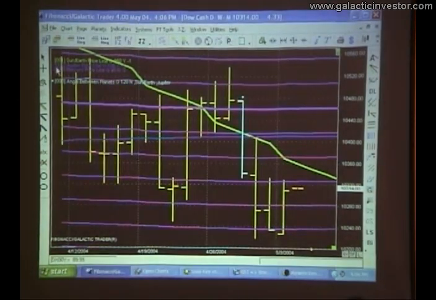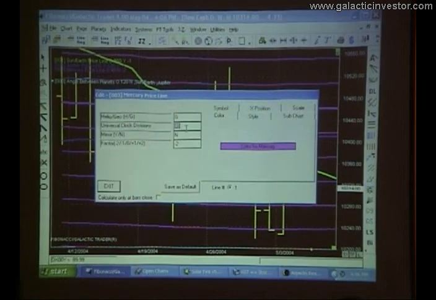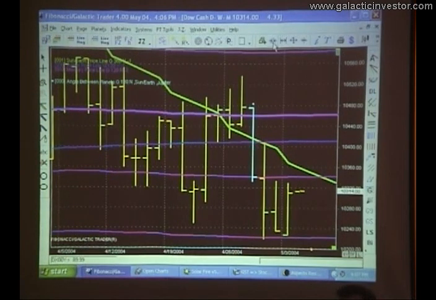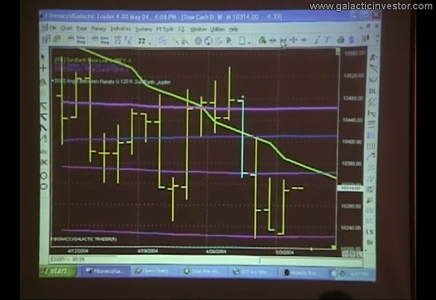Get it right here. This is the 120 line. See, that works better. See what I just did? I'm trying to determine the bottom.